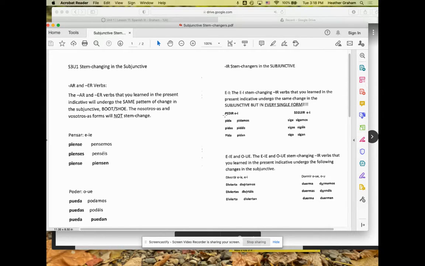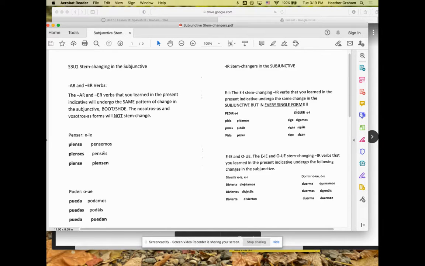So it kind of makes it easier because then it stem changes E to I in every single form. So for pedir, we have pida, pidas, pida, pidamos, pidáis, and pidan. When we go to the word seguir, the yo form is sigo. You take away the O, opposite ending would be siga, sigas, siga, sigamos, sigáis, and sigan.